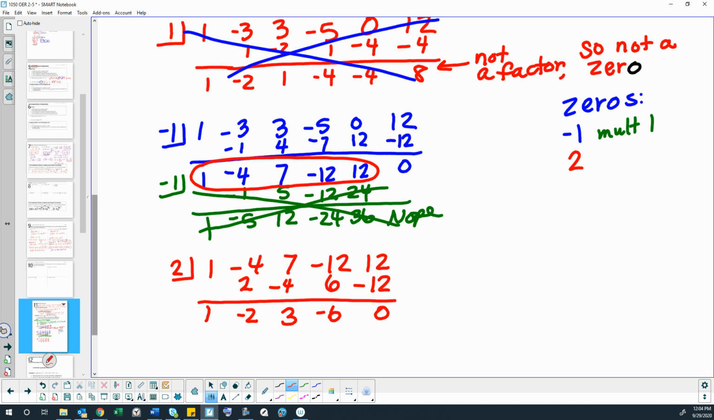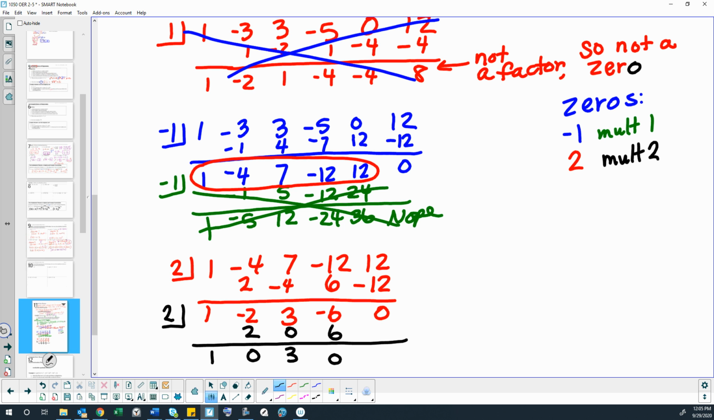So 2. Now, is it possible that 2 could have multiplicity? We better try it again then. So let's try it again. So, bring down the 1. 1 times 2 is 2. 0 times 2 is 0. 3 times 2 is 6. Oh, it worked. So what does that tell us about our 0, 2?